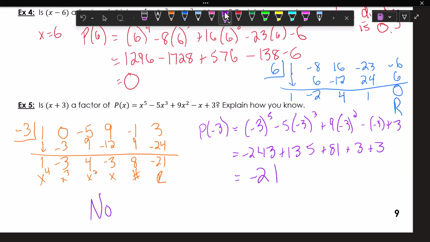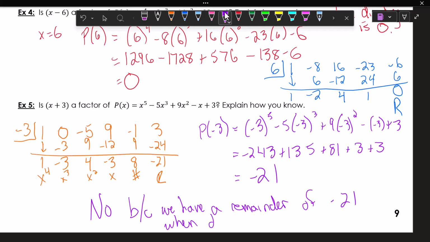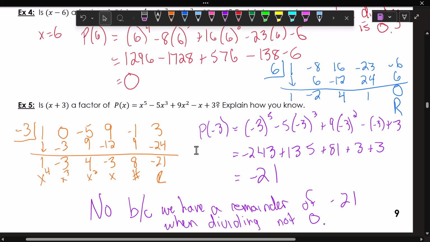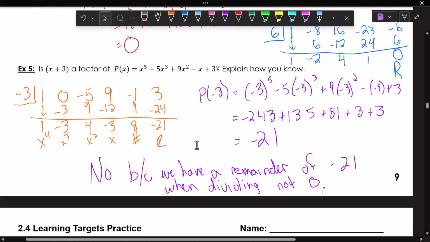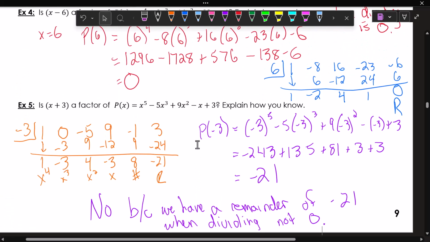So no, it's not a factor because we have a remainder of -21 when dividing, not 0. So it all goes into that, either substitution or synthetic division, and then knowing what a factor is. So our homework is a couple pages after it. Keep practicing and get it done.